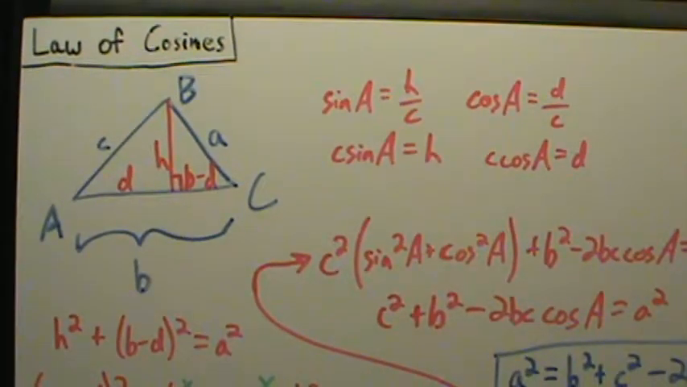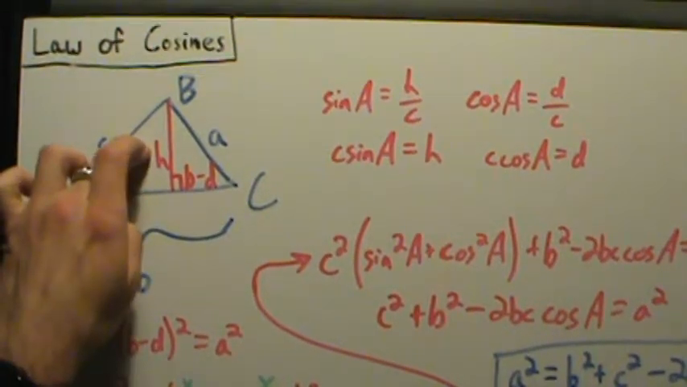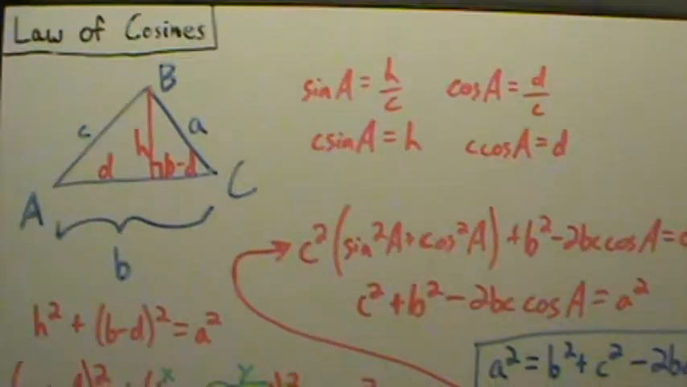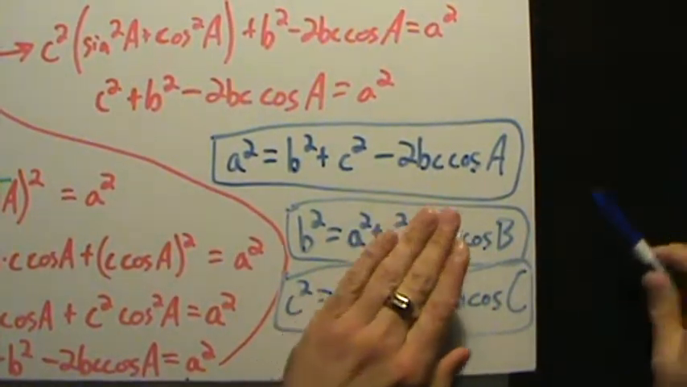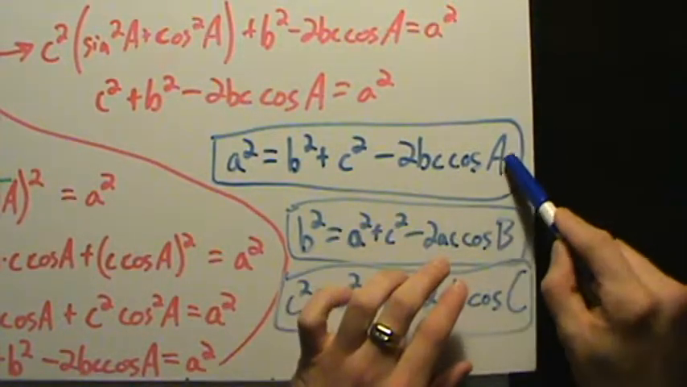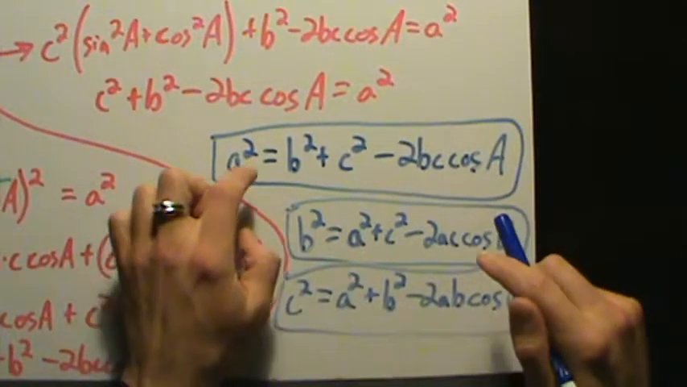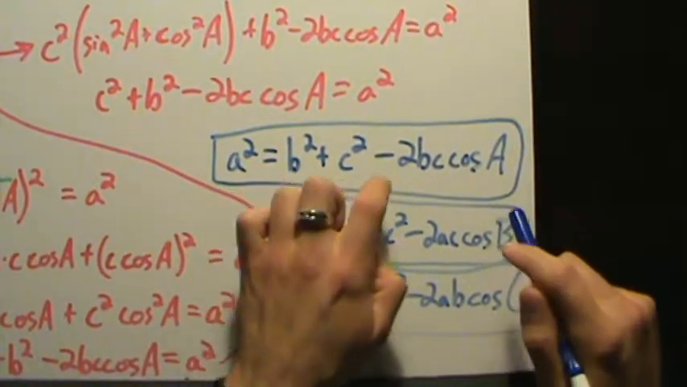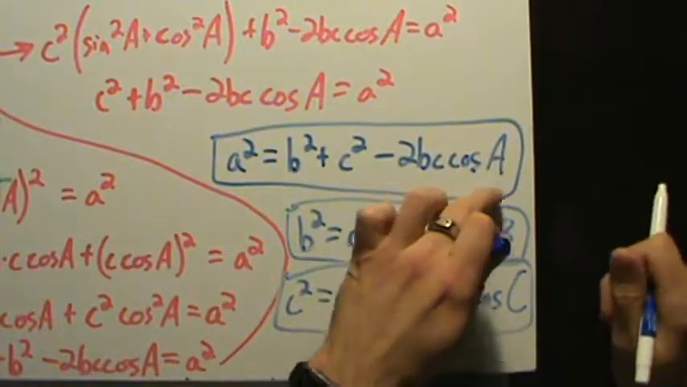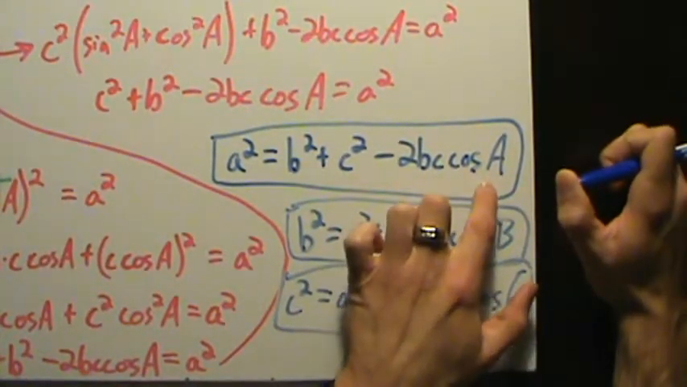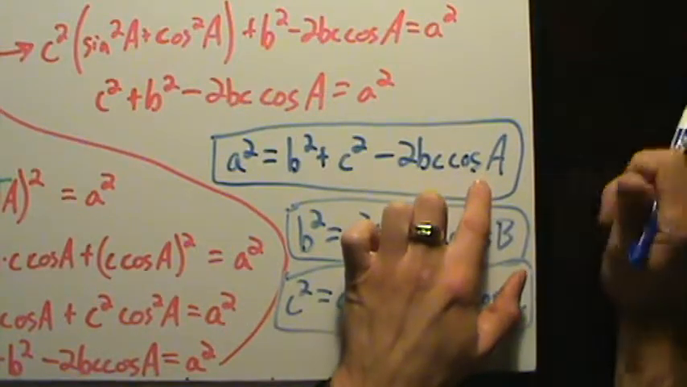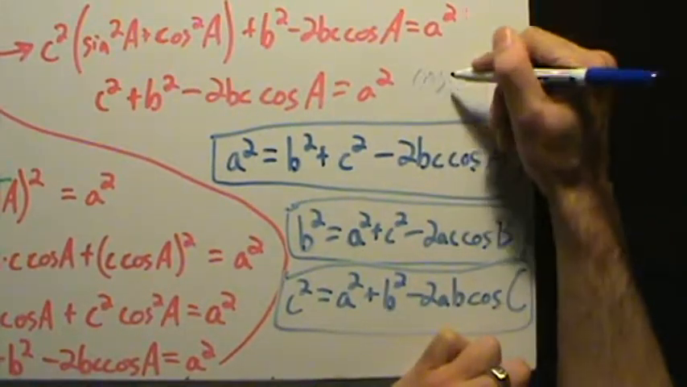Now what's nice though is this also works for right triangles. But what's different about right triangles is, what if we use this on a right angle? So let's just look at the first one here. What if angle A were a right angle? Well, then this would become a squared equals b squared plus c squared minus 2bc cosine of 90 degrees, right? So if A were a right angle, A would be 90 degrees. But what's the cosine of 90 degrees?